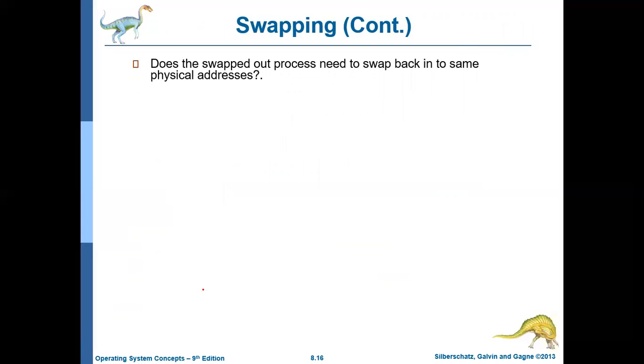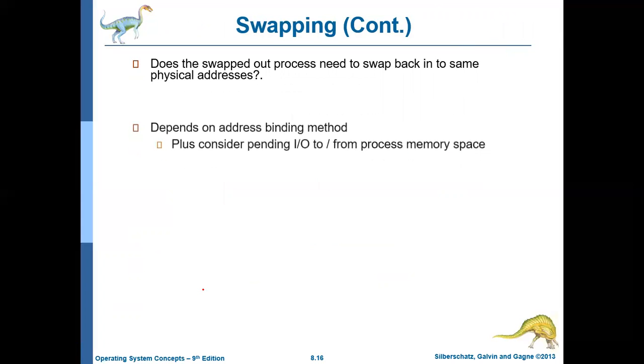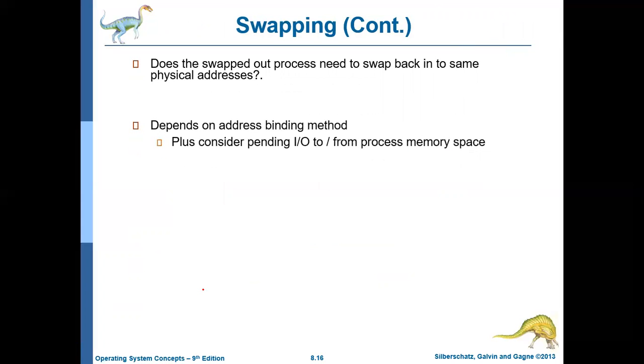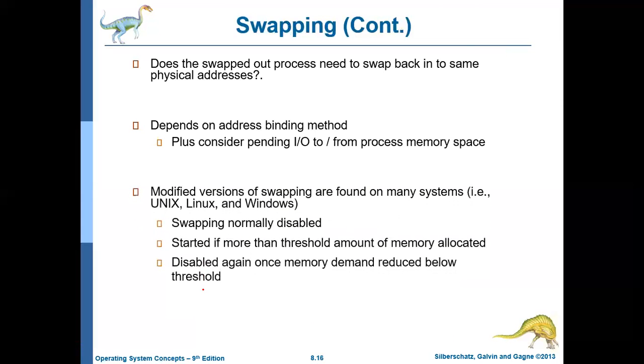So if a process is swapped out, should it be swapped in back to the same physical address? That depends on the address binding scheme you use, and on whether I/O was previously done or not. It depends on several factors, including whether, before swapping, the process has invoked any I/O operation.